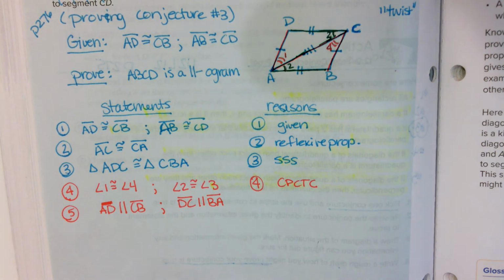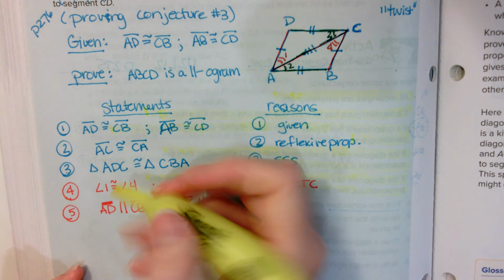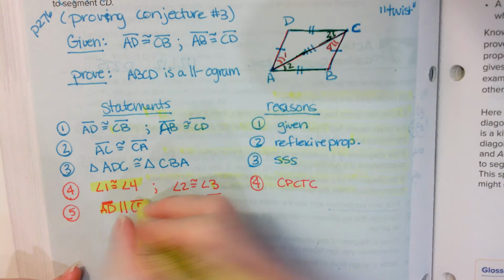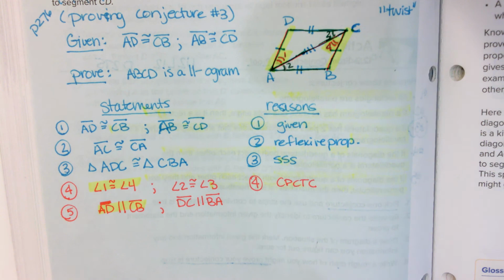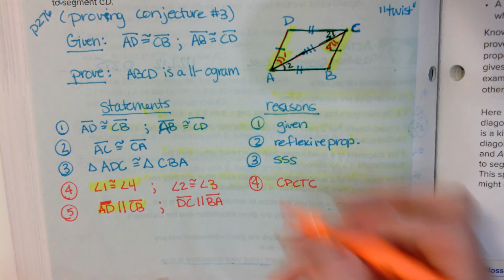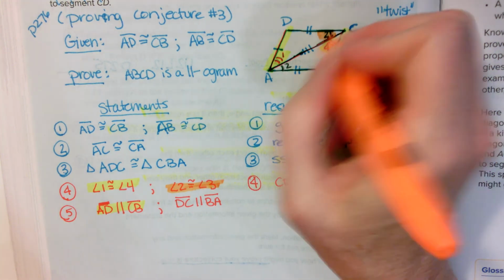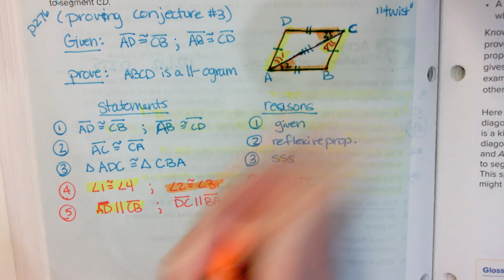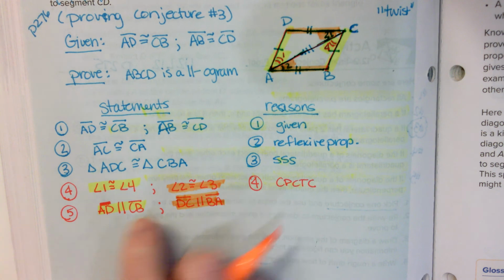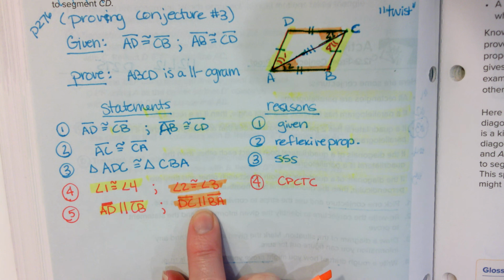So again, I want to point out what I'm working with here. Let me get my two highlighters. So 1 and 4 give me my sides parallel, and 2 and 3 give me my top and bottom parallel. So 1 and 4 give me my sides, and 2 and 3 give me my top and bottom.